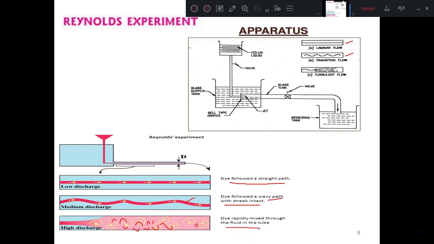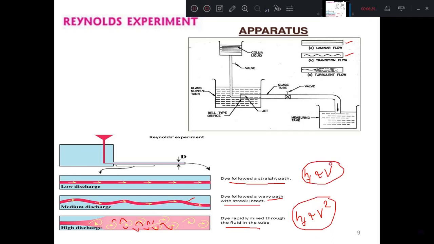In case of a laminar flow, the loss of pressure head was found to be proportional to the velocity, but in case of turbulent flow, Reynolds observed that the loss of head is proportional to the square of the velocity. So in the first case, that is laminar flow, the loss of head is proportional to the velocity, and in case of a turbulent flow, the loss of head is proportional to the square of the velocity.